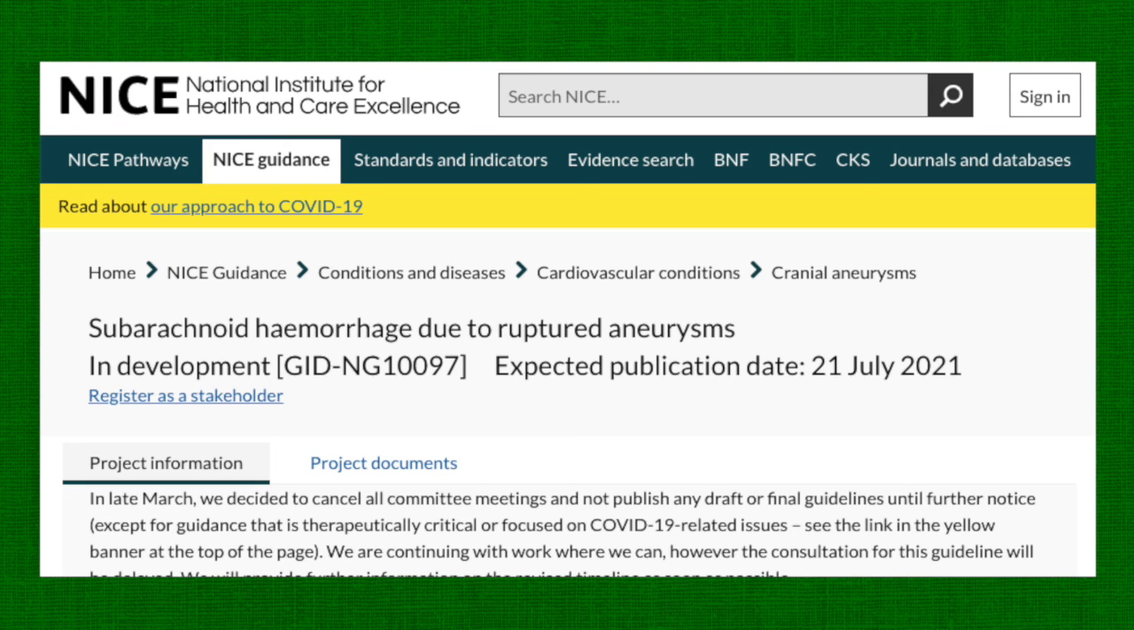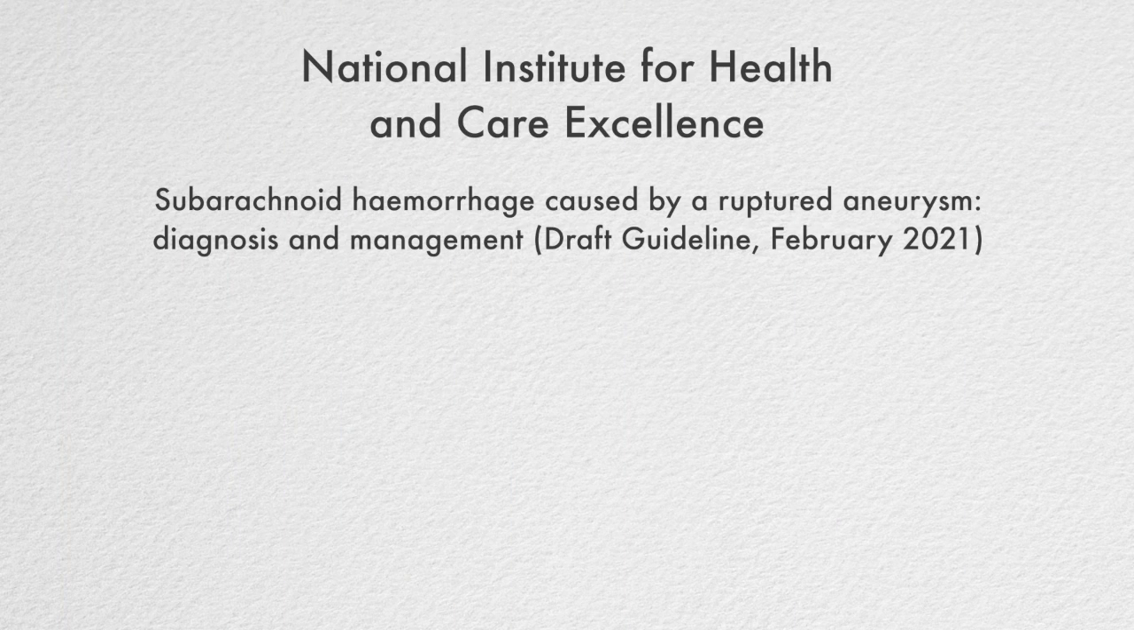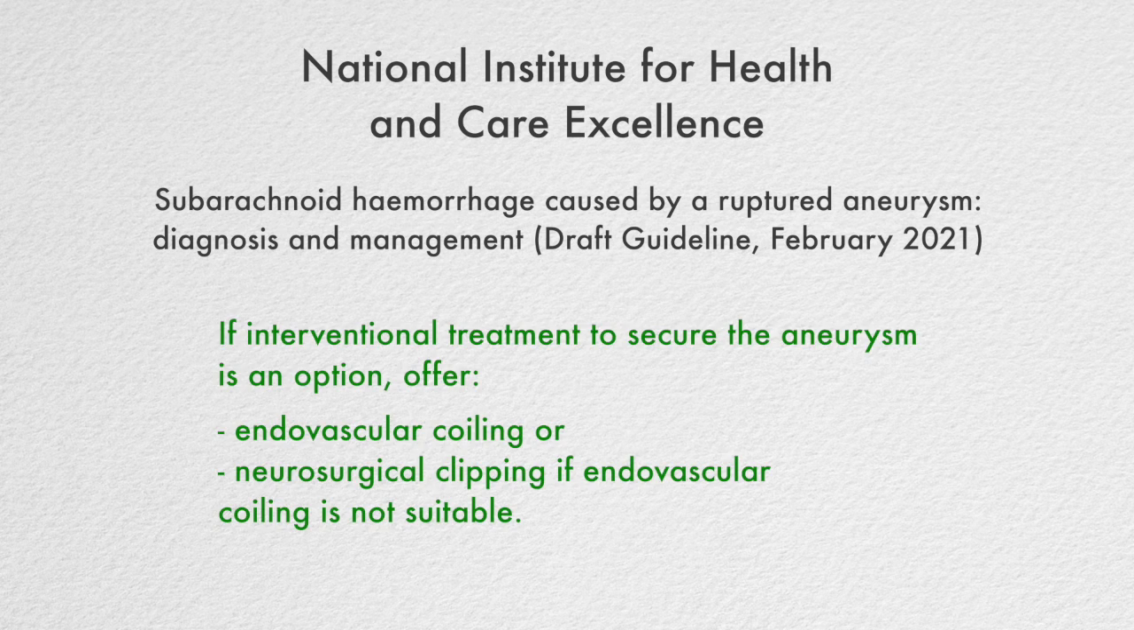NICE, the National Institute for Health and Care Excellence in the UK, which provides guidance for health and social care in the UK, issued a draft consultation document on the new guidance for subarachnoid hemorrhage. And what does it say in that draft guidance, which is issued for consultation in February of this year? If interventional treatment to secure the aneurysm is an option, offer endovascular coiling, preferred option, or neurosurgical clipping if endovascular coiling is not suitable. So again, collaboration on the right question.